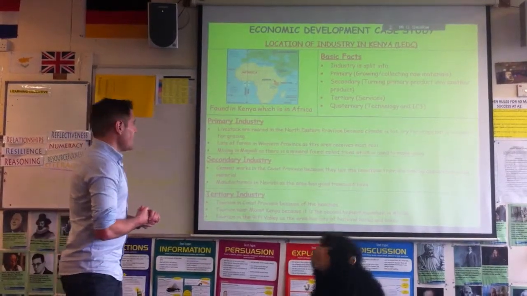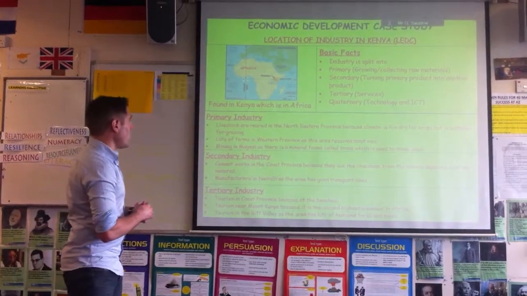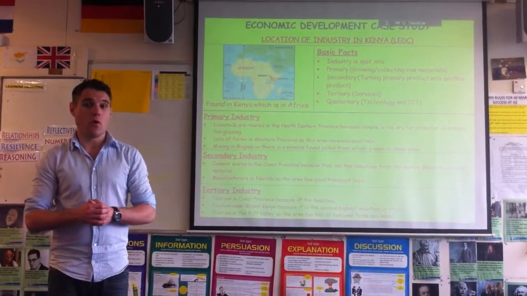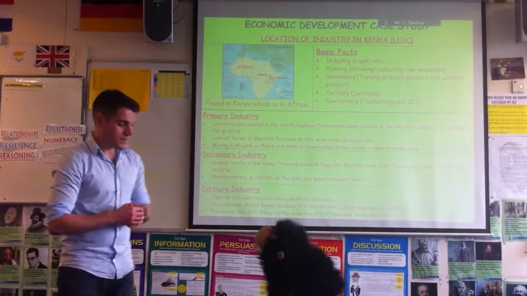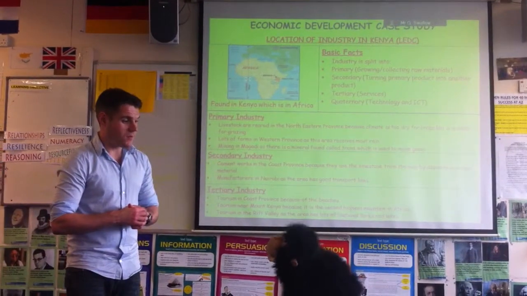Now, we're going to look at Kenya, which is located in Africa. Kenya is on the east coast of Africa, a beautiful country, but also quite a poor, undeveloped country. What's the name of the ocean that's next to Kenya? That would be the Indian Ocean, Sydney. Okay? Thank you.